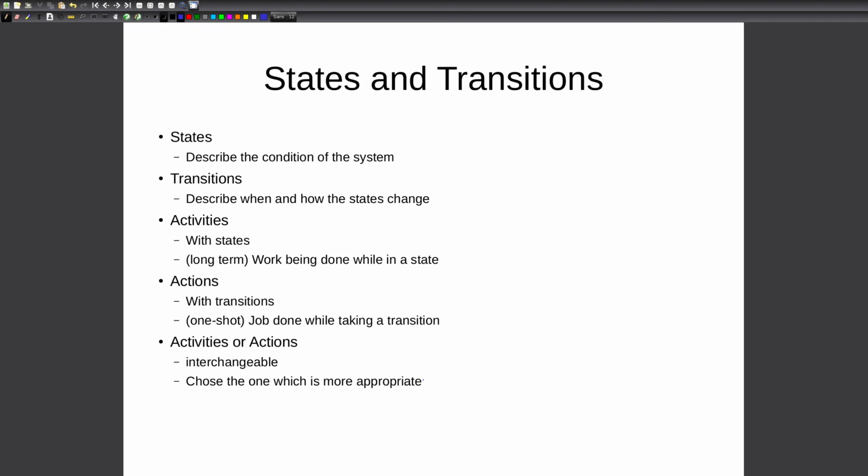On the other hand, we have actions. Actions are pieces of work associated with transitions, and they are one-shot jobs that are done while taking a transition. So we have both activities and actions, and on the example of the switch we saw that they are interchangeable. We were able to model the same system using actions or activities. So now it's up to the designer to choose whichever is more appropriate for the situation we want to model.